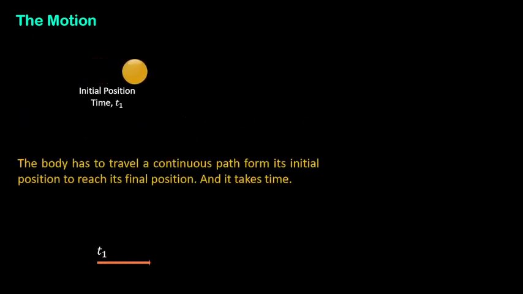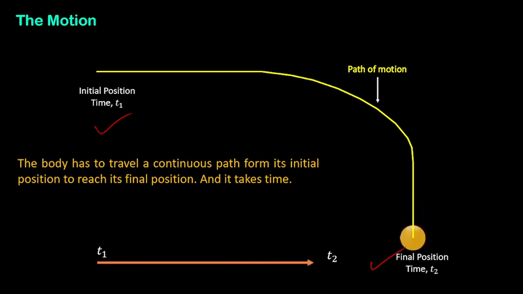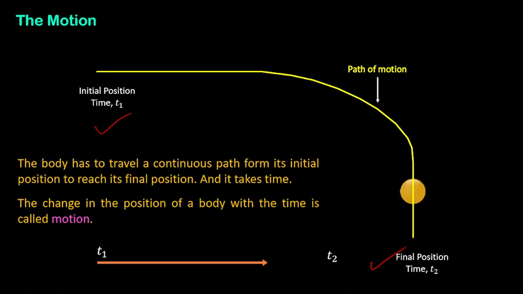The body has to travel a continuous path from its initial position to reach its final position, and it takes time. As shown, the body follows a path to reach its final position, and at the same time the time passes. The body takes the time from T1 to T2 to go from initial position to the final position. The change in the position of a body with time is called motion.